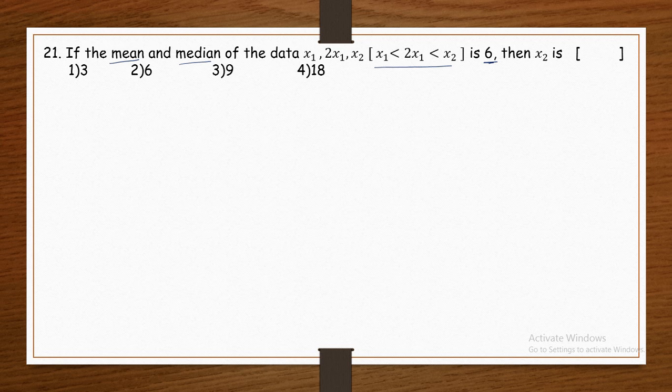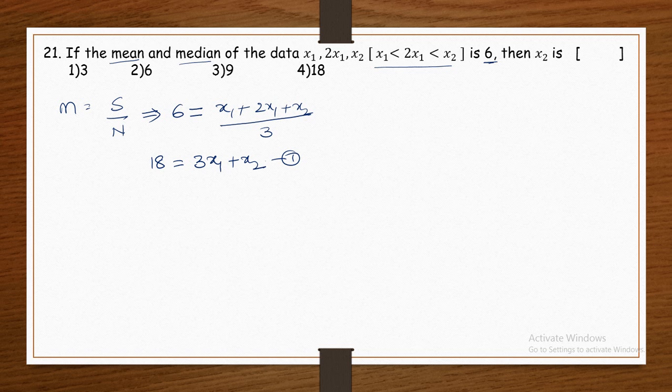First of all we will talk about the mean. What is meant by mean? Mean is equal to the sum of observations divided by the number of observations. Here the mean is given as 6, which is equal to the sum of observations, x1 plus 2 times x1 plus x2, divided by the number of observations, which is 3. Now when I cross multiply, this gives me 18 is equal to x1 plus 2x1, which is 3 times x1, plus x2. Let this be equation number 1.